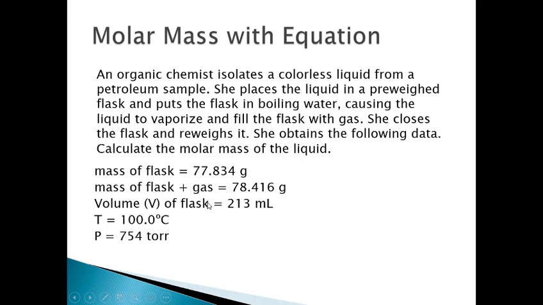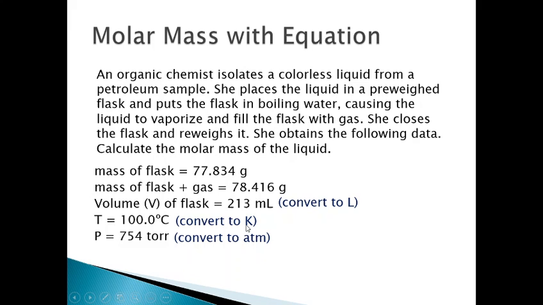Volume, which I tell you is the volume of the flask and also of the gas, is 213 milliliters. Your temperature is going to be 100 degrees Celsius and pressure is going to be 754 torr. And so as I mentioned, we'll deal with the gas here in a second, but you also need to make sure your other units are in the correct form. Meaning volume needs to be in liters, temperature needs to be in Kelvin, your pressure needs to be in atmosphere.